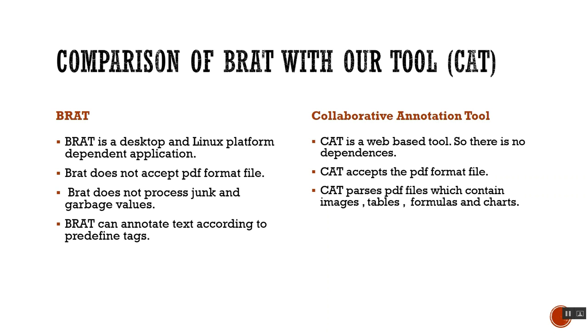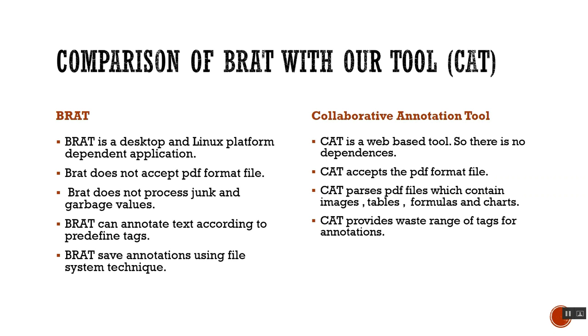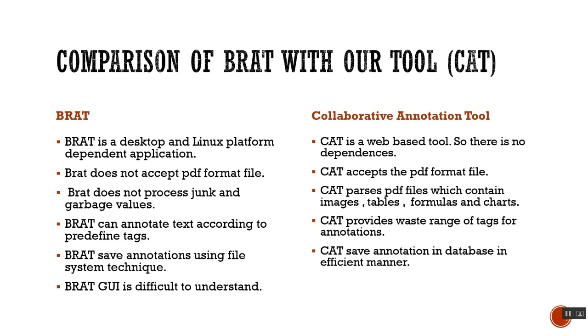Brat can annotate text according to predefined tags. As I already mentioned, Brat allows you to tag the text with just 4 tags. On the other hand, Cat provides a vast range of tags for annotation. Users can define their own tags using Cat. Brat saves annotations using a file system technique, while Cat saves annotations in a database in an efficient manner. Brat's GUI is very difficult and hard to understand. Cat's GUI is very flexible, interactive, and very easy to use.